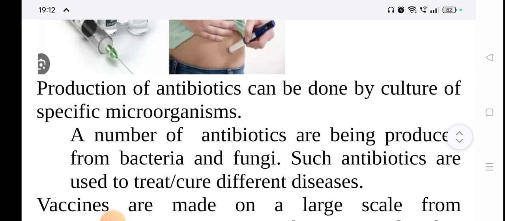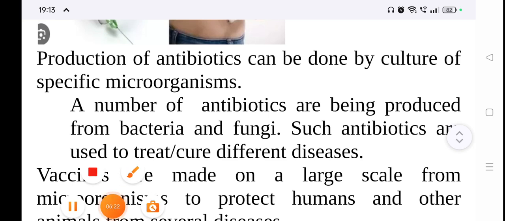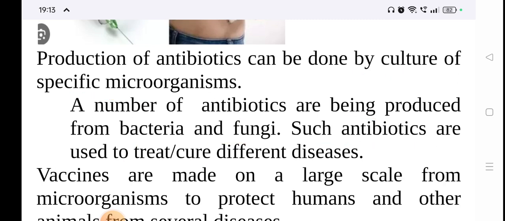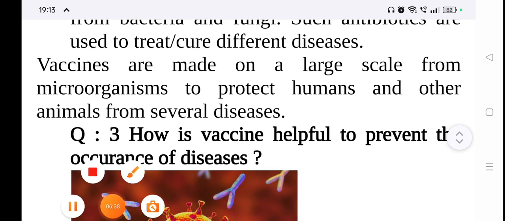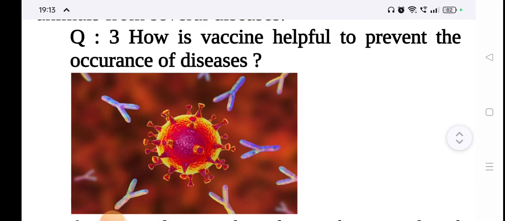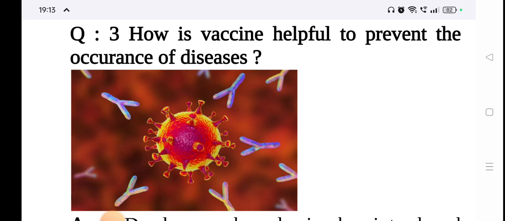See, production of antibiotics can be done by the culture of specific microorganisms. A number of antibiotics are being produced from bacteria and fungi. Such antibiotics are used to treat or cure different diseases. Vaccines are made on a large scale from microorganisms to protect humans and other animals from several diseases. Now see the question number 3. How is vaccine helpful to prevent the occurrence of disease?